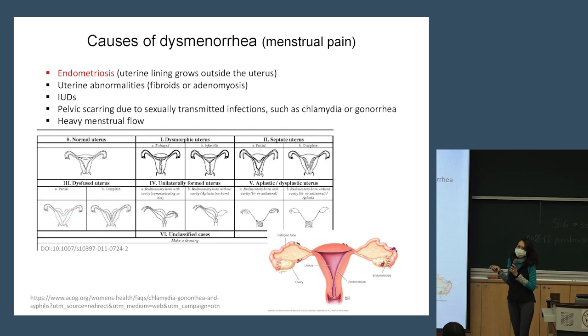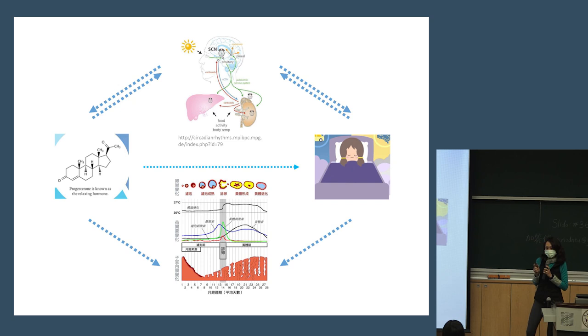These are the factors that can cause abdominal cramps during the period. For example, endometriosis, and again, the IUDs, the copper T contraceptive devices, and so on. And some people really have abnormal uterus and ovary development. As you can see, most of us have a normal uterus like that, and some have a deformed uterus like this. That can cause abnormal cramps, and this type of female will have a very, very minimal chance to get pregnant. Okay, so that's about the menstrual cycle.